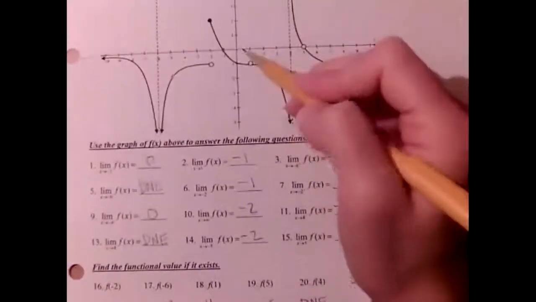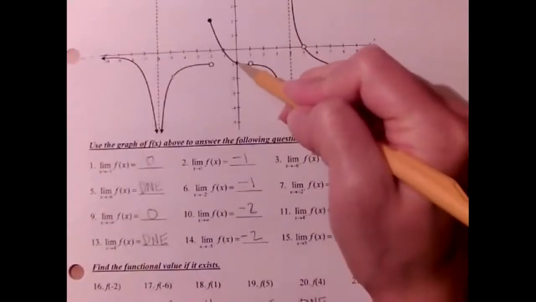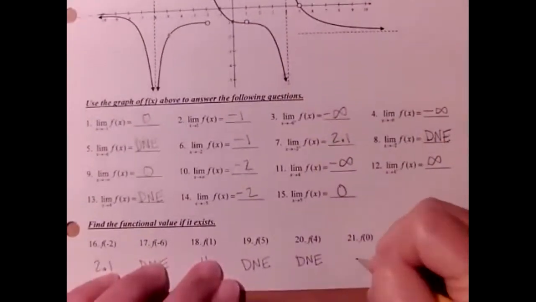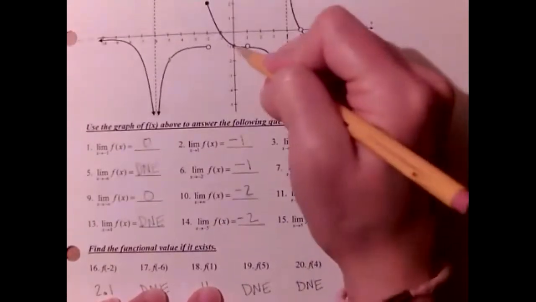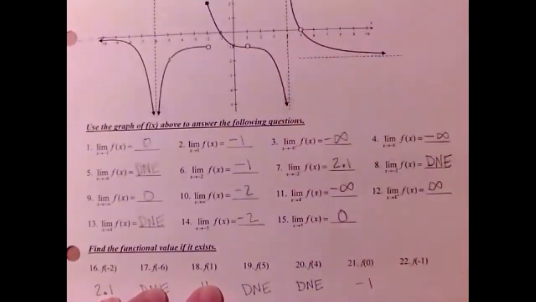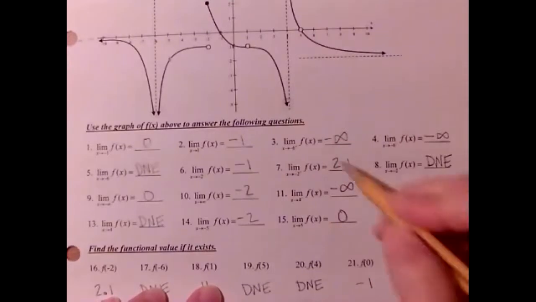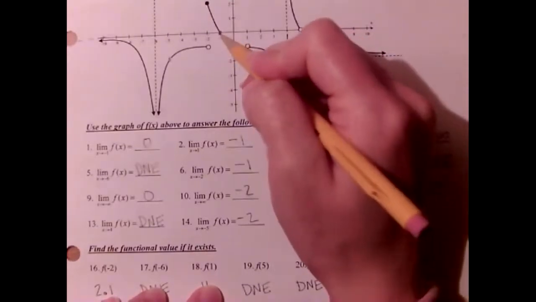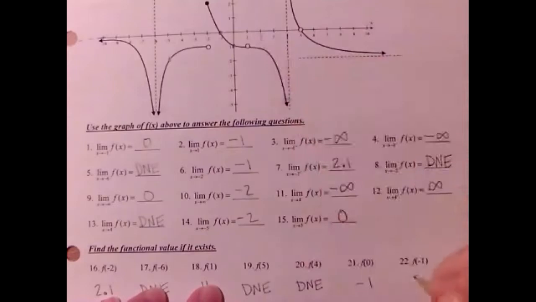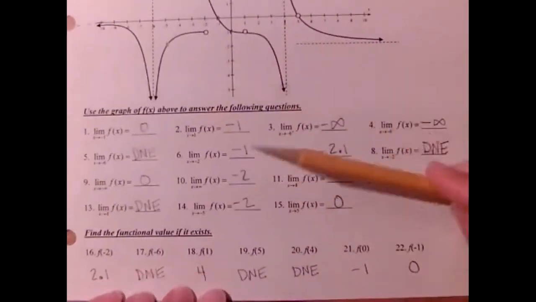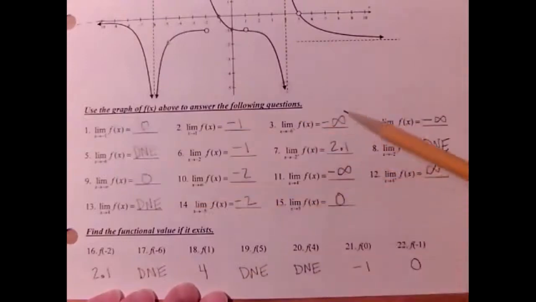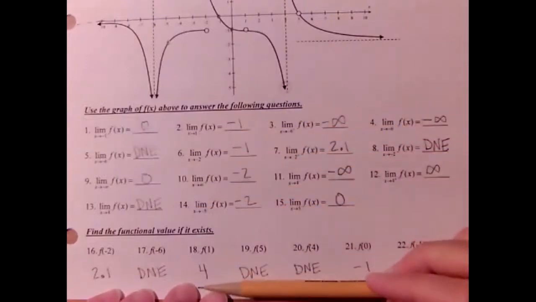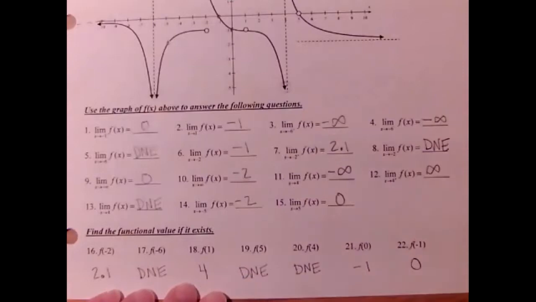F of 0 is right here, so that would be -1. And then f of -1 is right here, so that would be, oh no, sorry, I pointed at the wrong thing. F of -1 would be right here, and so that would be 0. So that is the difference between a limit and an actual functional value. The limit is just the behavior. The functional value is, is there actually a point there?